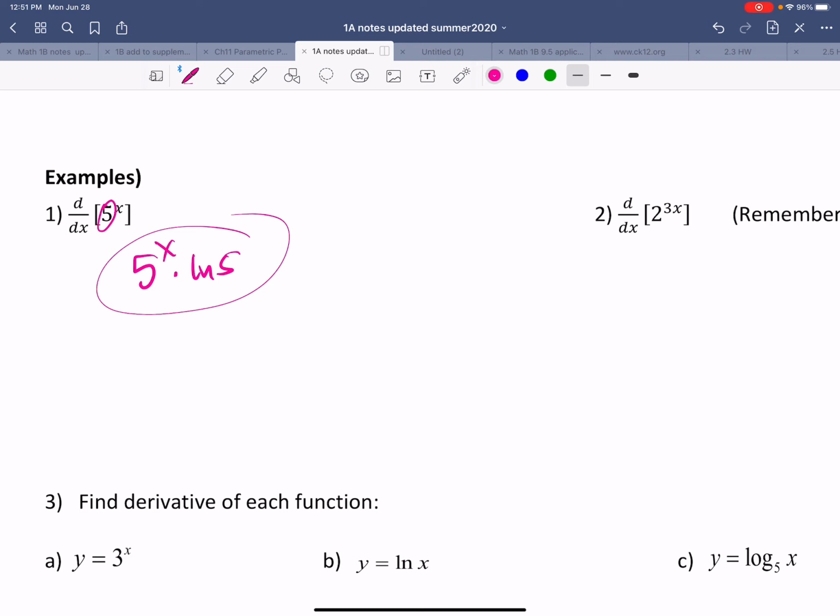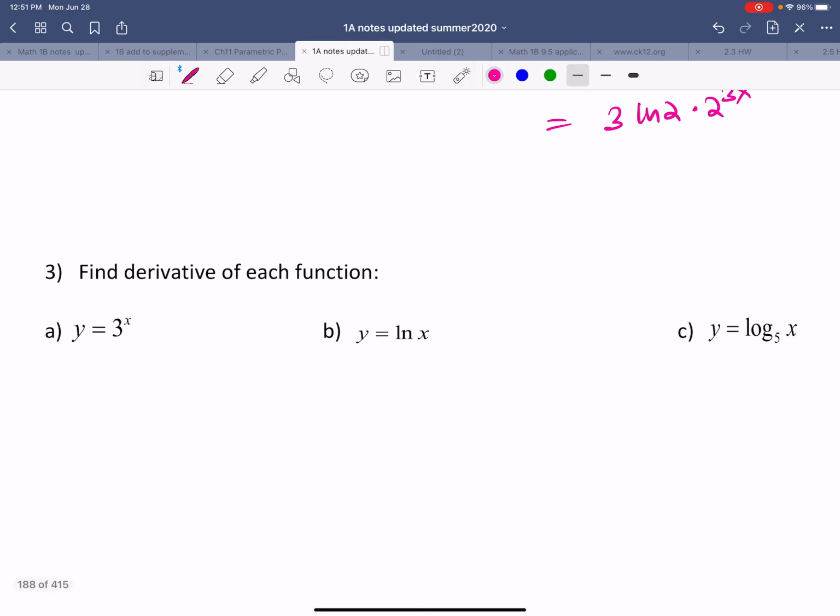Derivative of 2 raised to the power 3x, that would be 2 raised to the power 3x times natural log of 2 times the derivative of 3x, which is 3. So 3 natural log of 2 times 2 to the power 3x. Okay, next, find the derivative of each function. y is equal to 3 to the power x. y prime would be 3 to the power x natural log of 3.